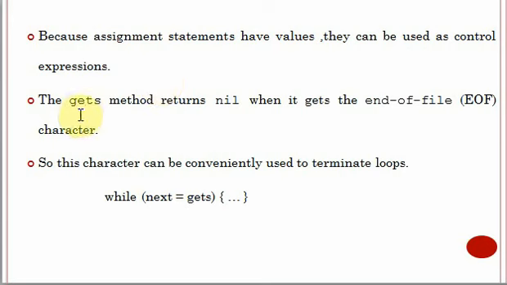Then we are speaking about the gets method. gets is used to read the input from the keyboard. gets is going to return nil when it gets the end of file character. So gets reads the input from the keyboard, and when it encounters end of file, it is going to return nil. This character can be conveniently used to terminate a loop.